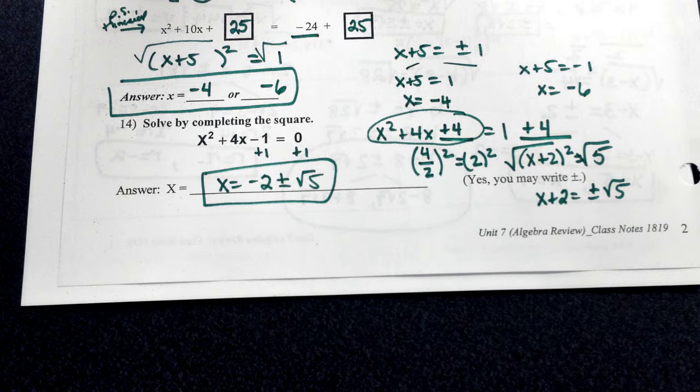I know that I'd have a denominator if I had to solve this by quadratic formula. I'd have to simplify the radical. I would then have to simplify the fraction. Completing the square gives you a much more simplified answer. You don't have to do as much simplifying.